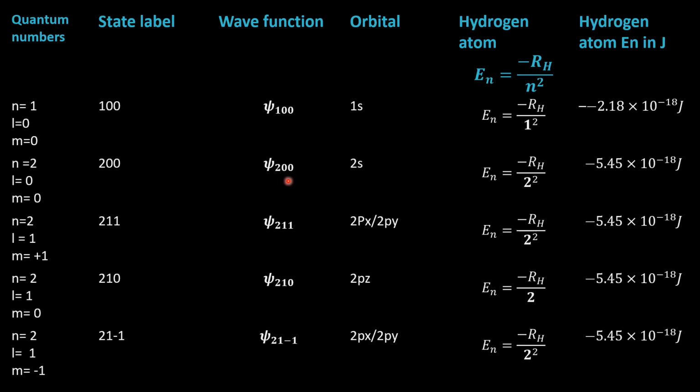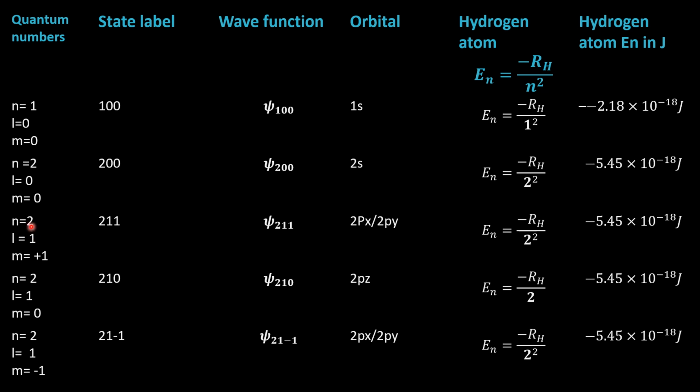As we know, when L and m are 0, it is the s state. It is the second energy level, n is equal to 2, so it will be the 2s state. Correspondingly, its binding energy, that is the second energy shell, is E equal to minus RH over 2 squared, and its value is minus 5.45 times 10 to the power minus 18 Joule.